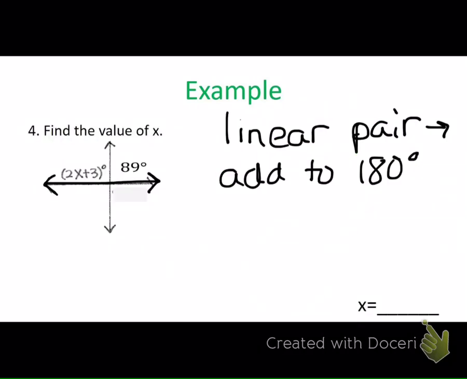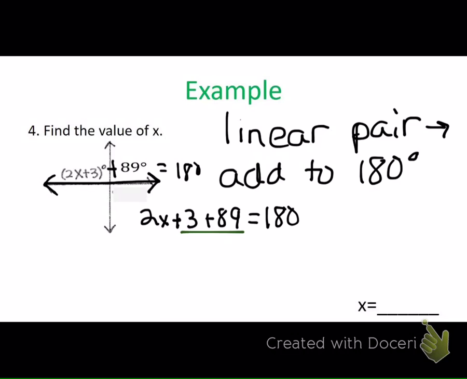With what I have, what do I do? 2x plus 3 plus 89 equals 180. You just add them all up and set them equal to 180. Because they form that straight line. Then you add 89 and 3. That's the first thing you're going to do. Okay, so we did 3 plus 89 first.